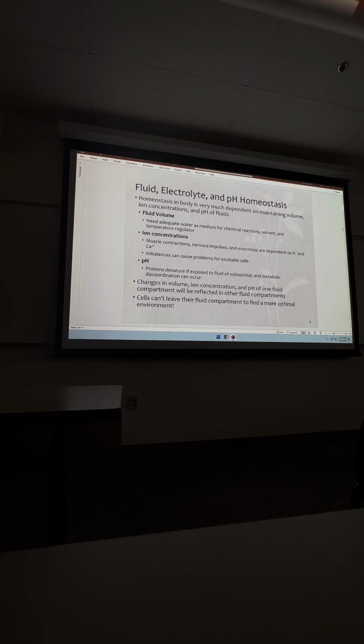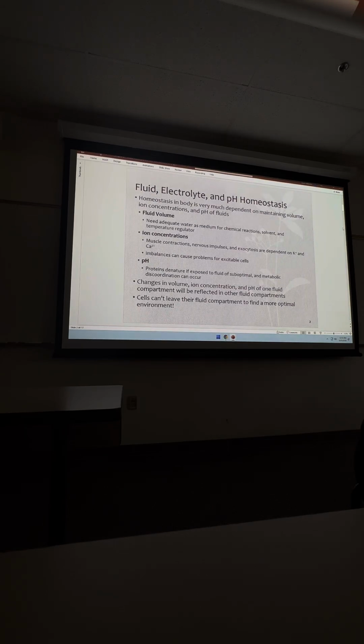Obviously, we are pretty much a water-based animal. We depend on water for chemical reactions, right? Hydrolysis, dehydration. We depend on water as a solvent, clearly. We depend on water for temperature regulation, for blood pressure, for everything: driving things, bringing things, moving things. Water is essential.